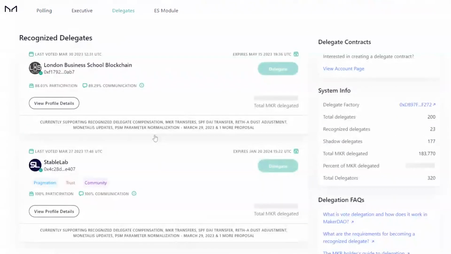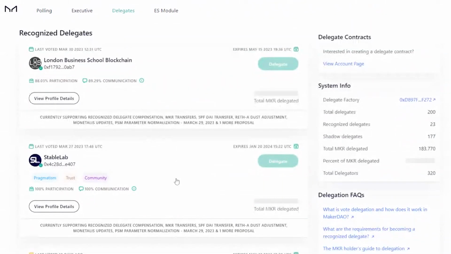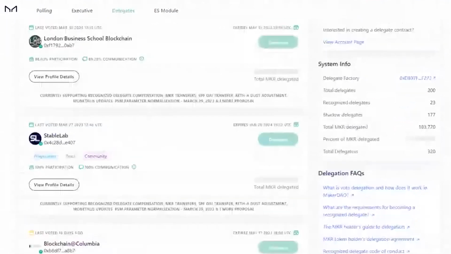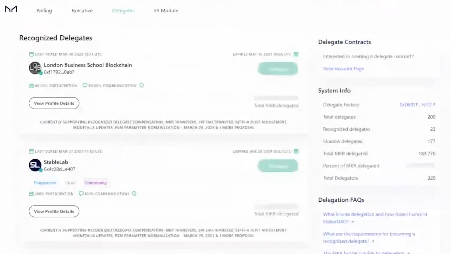So that's why Maker also has a delegation system, which allows MKR holders to delegate their MKR voting tokens to the delegate of their choice. So that is the governance layer.